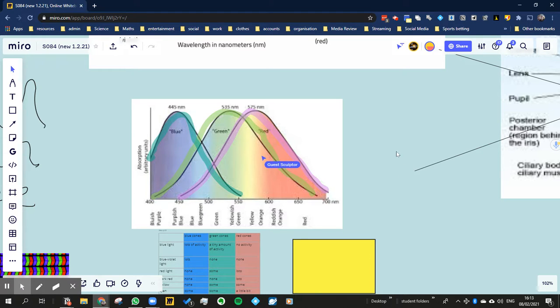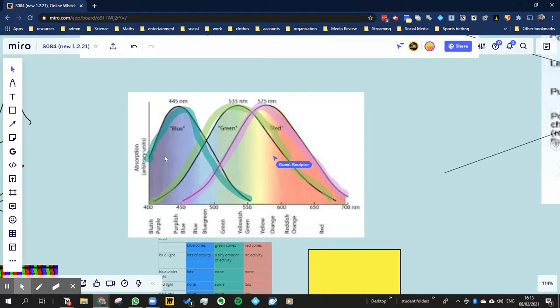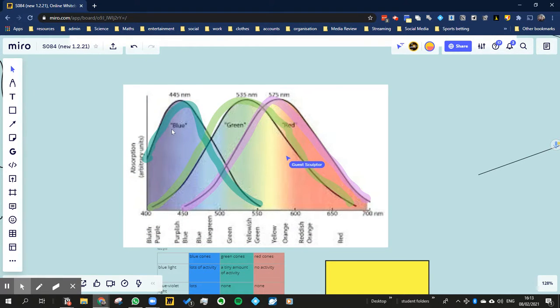They're called cone cells. There are rod cells as well. Rod cells pretty much detect everything, more or less, within this range. But cone cells are much more specific to certain wavelengths. So we've got our blue cone cell, which is very, very good at detecting this particular range, 445 nanometers. And it's fairly good at detecting the wavelengths around it.